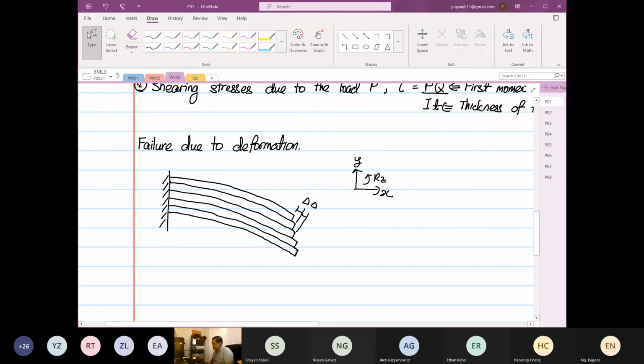Okay. So now, why? So I'll highlight over here the delta. The delta is a shear strain. It's a shear strain induced by the shearing stress.